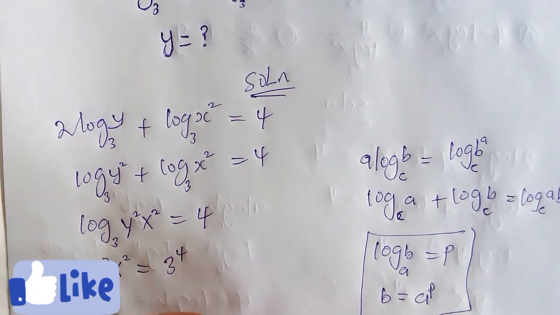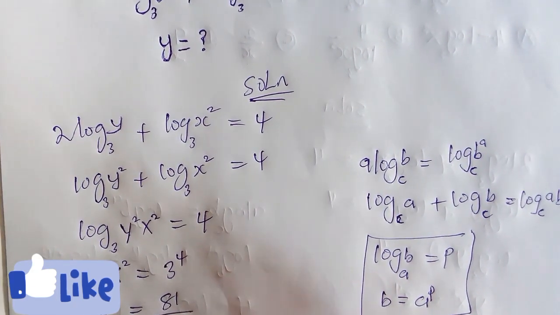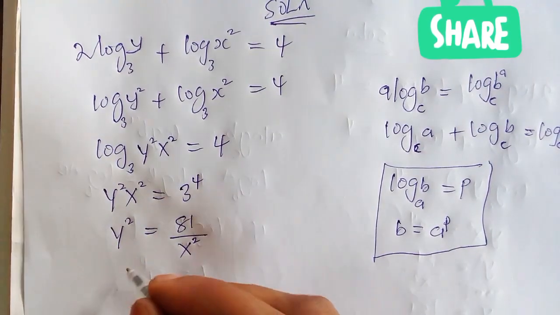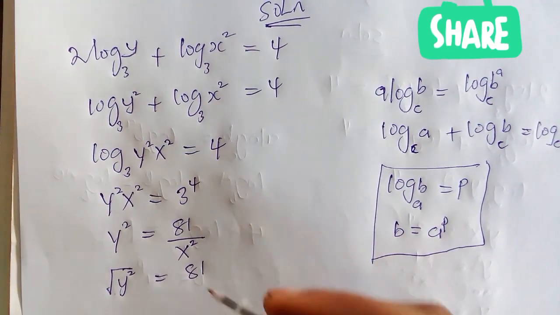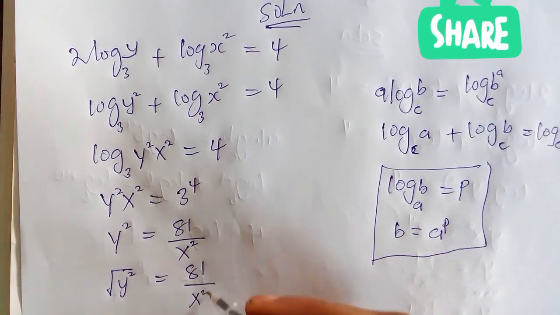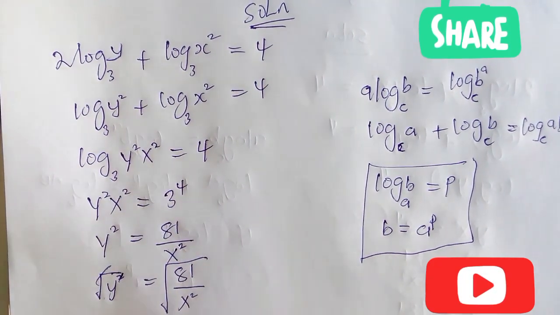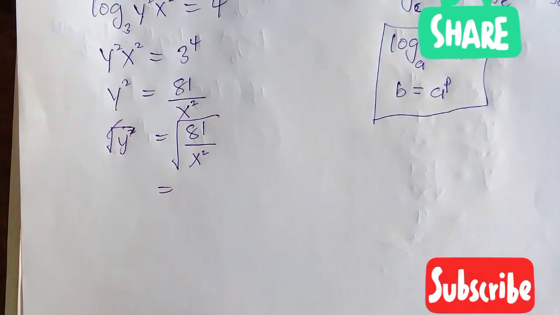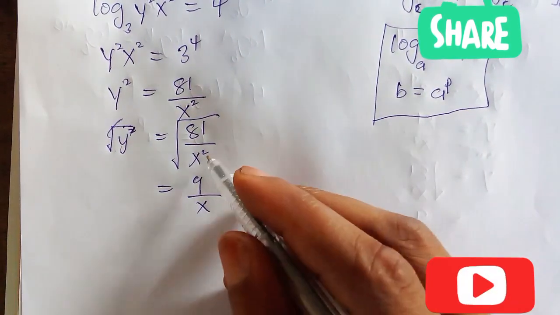From here, y squared is equal to 81 over s squared. 3 raised to power 4 is 81. Taking the square root of both sides, y squared is equal to 81 over s squared, square root cancels square. Square root of 81 will give us 9, square root of s squared will give us s.